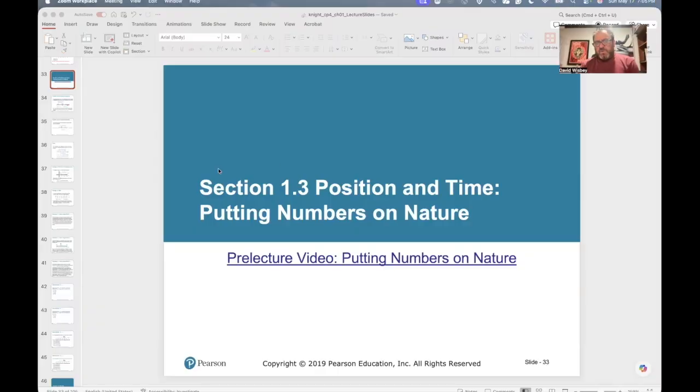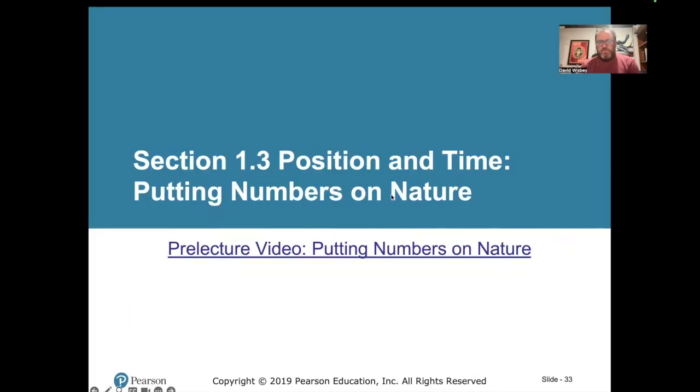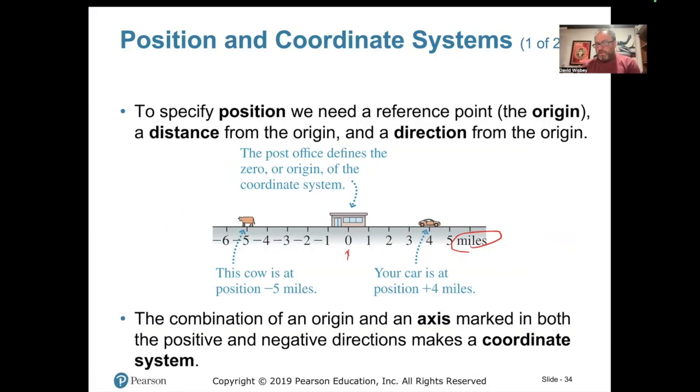All right. Welcome to section 1.3. We're going to be talking about putting numbers on nature. So the first thing we need to do is set up a coordinate system. Our coordinate system for right now is just going to be in one dimension. So we're talking about X.